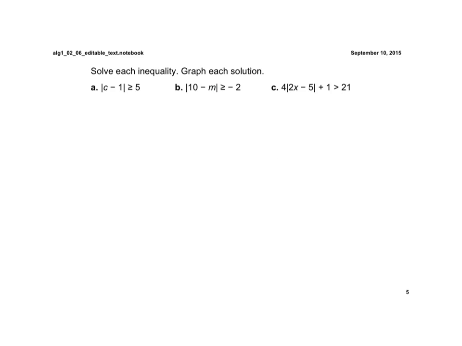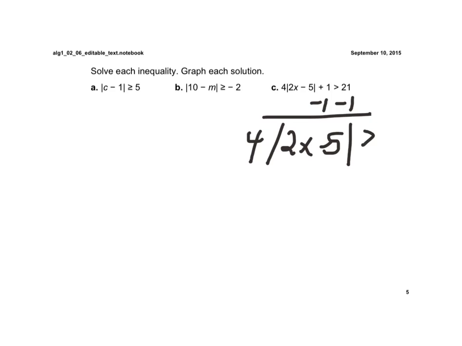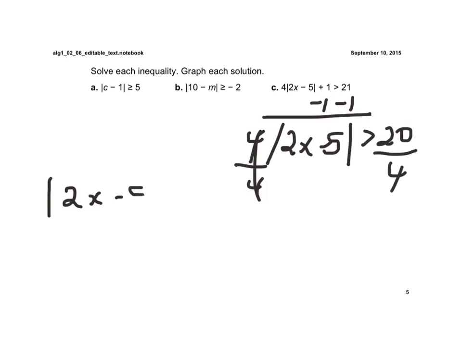Alright, so now, letter C. First thing we have to do is isolate the absolute value, just like we did when we solved absolute value equations. So I'm going to subtract 1 from each side first. So I get 4 times the absolute value of 2x minus 5 is greater than 20. And now I'm going to divide both sides by that 4. I get the absolute value of 2x minus 5 is greater than 5. And now I'm ready to solve.